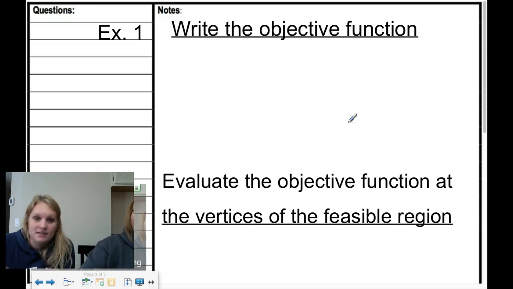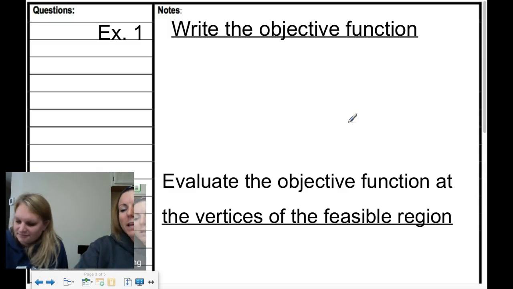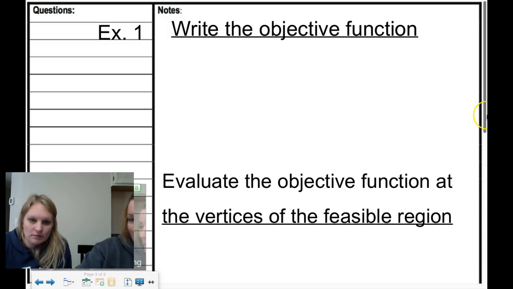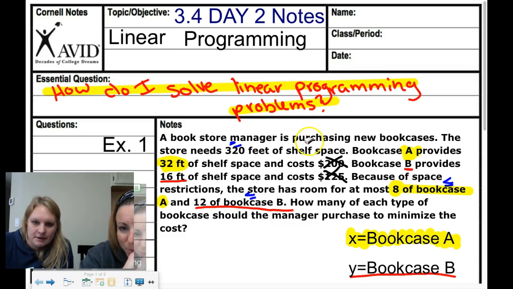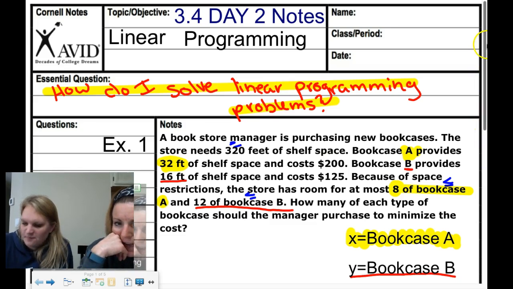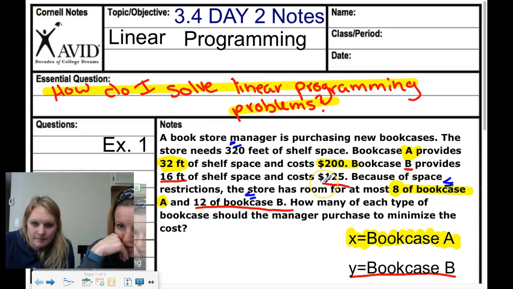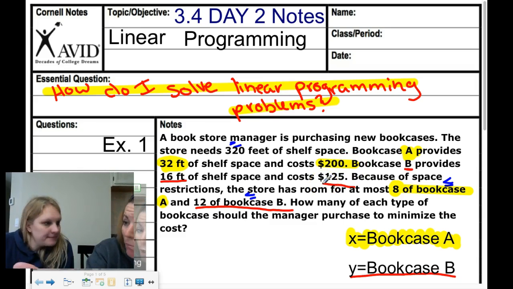So now, this is where the money comes in. Maybe I should float back a minute so everyone can see what we're talking about. Let's go back to the money, and I'll erase them now. Notice bookcase A costs $200 and bookcase B costs $125, and that's per bookcase. Okay, so now we'll go back.